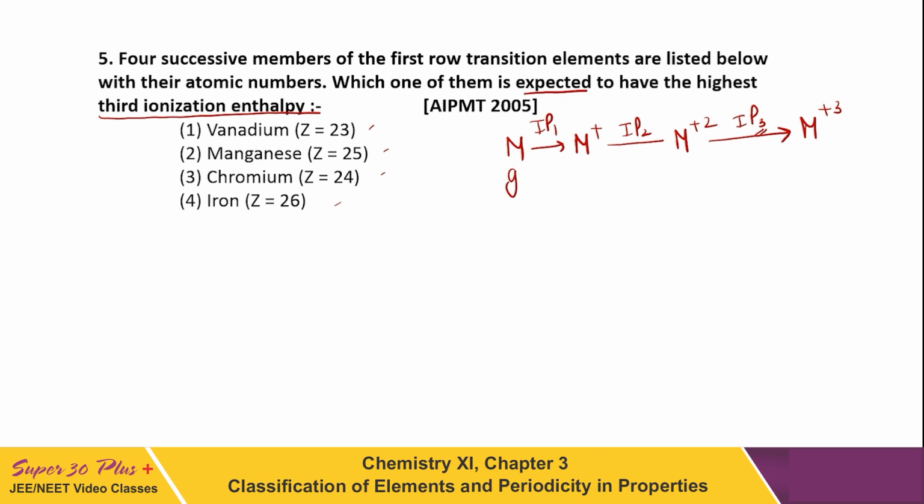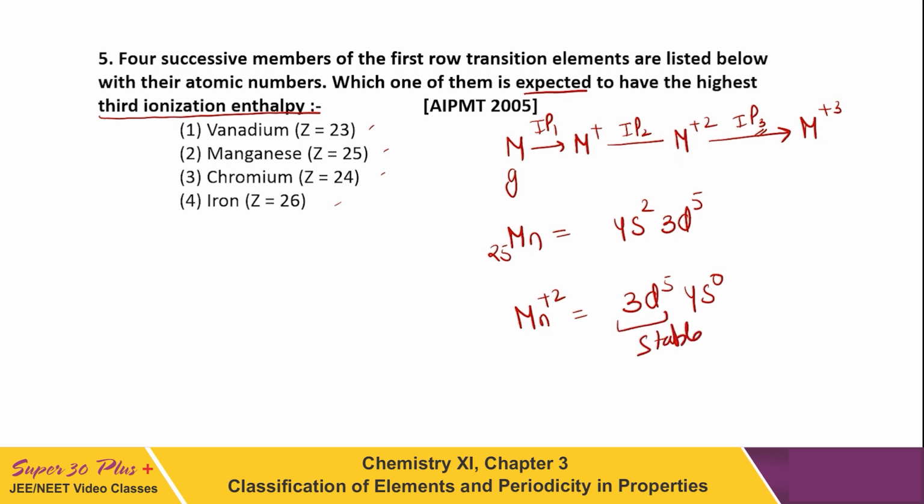Now you think about manganese. Manganese atomic number is 25. So what is the electronic configuration? The outer electronic configuration of manganese is 4s2 3d5, right? Now if you remove 2 electrons from manganese and form manganese plus 2, its configuration will be 3d5 4s0, and this configuration is stable. Why is it stable? Due to the half-filled structure.